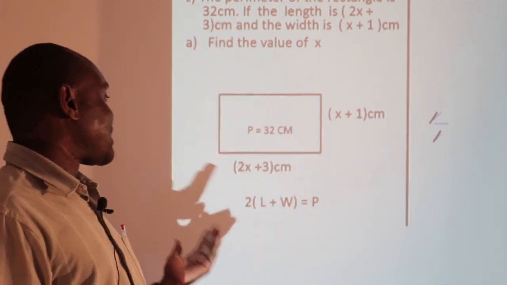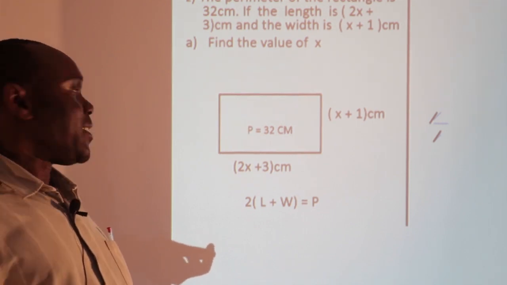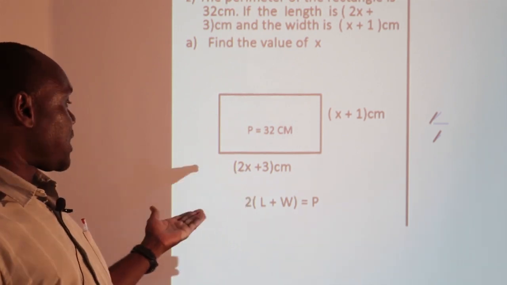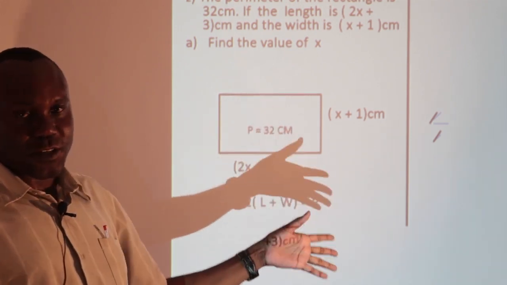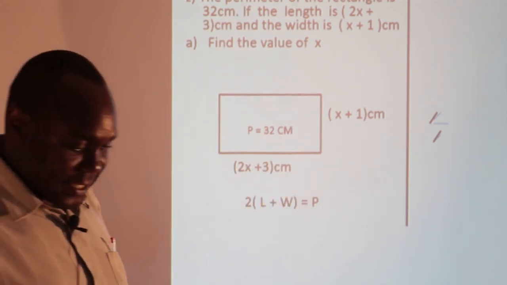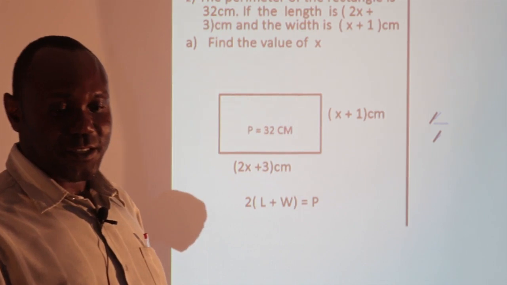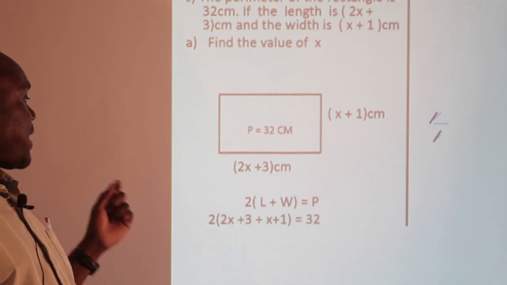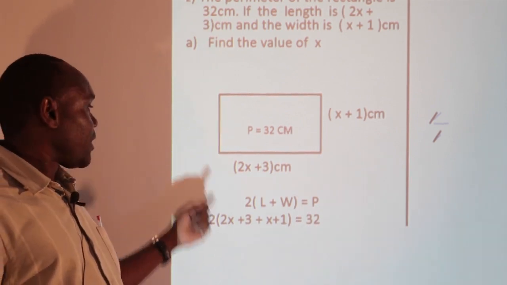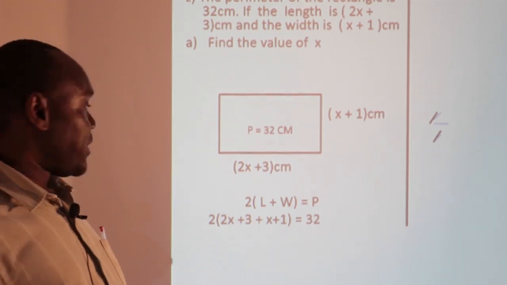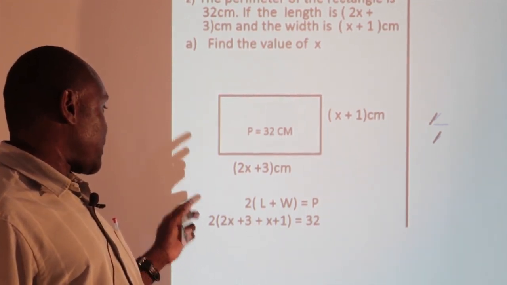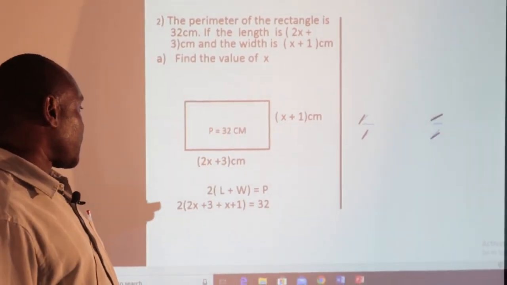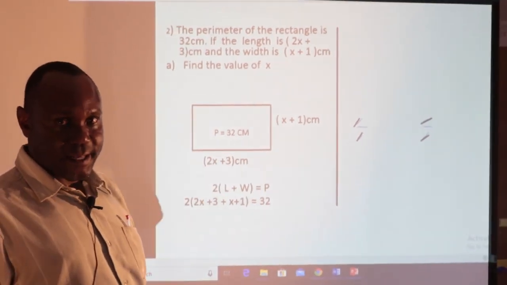There are some candidates who will say perimeter equals 2 into brackets, length plus width. It is not a must that we write it like this. You can begin with P equals. After that, the next step is to substitute. Therefore, that's our substitution. 2x plus 3 is our length here, and x plus 1 is the width, into brackets gives us 32.